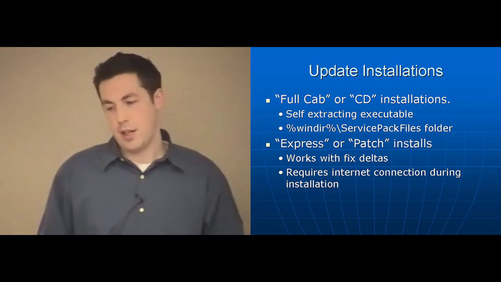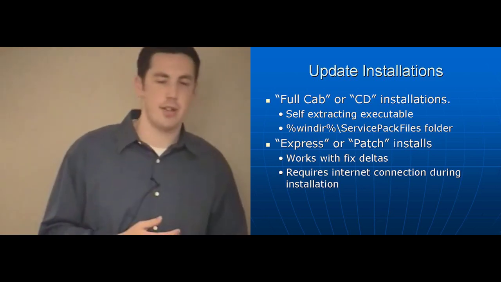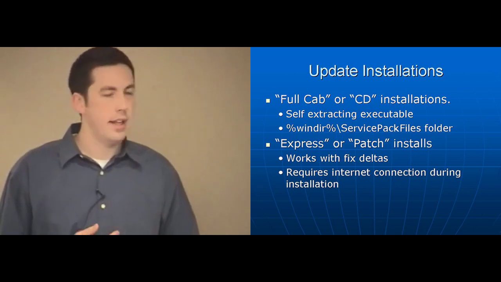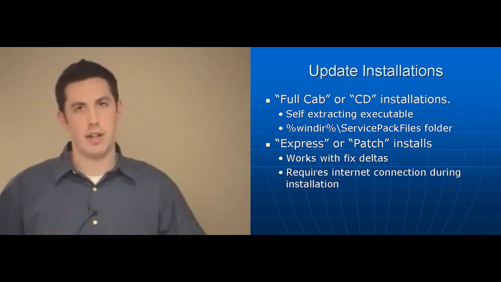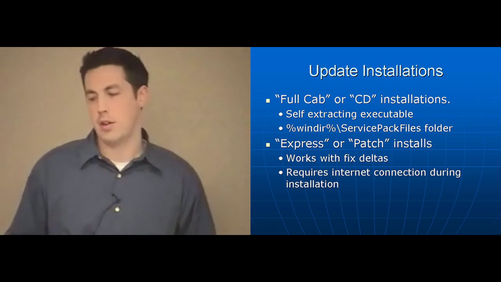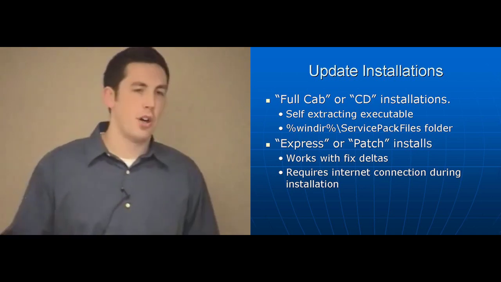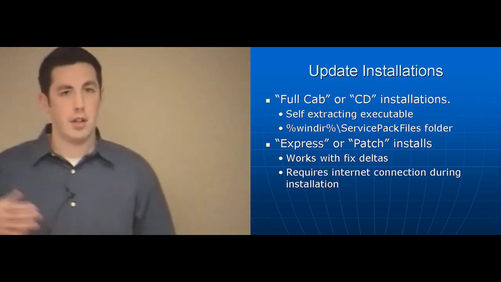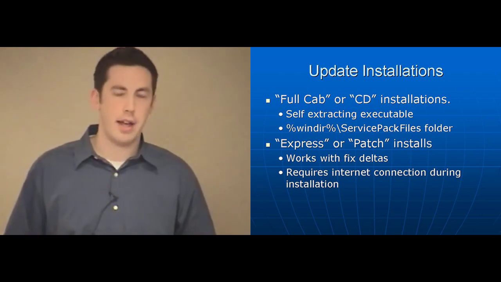The difference between a full cab and some other methods is that a full cab installation creates a cache on the system, this Windows Service Pack Files folder, that contains all of the service pack files that you may need at a later point in installation or in the life cycle of the operating system. So say you have a clean operating system, you install the service pack via the full cab method, and then you install IIS or something like that. It's going to end up pulling the service pack files from this cache location instead of prompting you for some sort of CD.